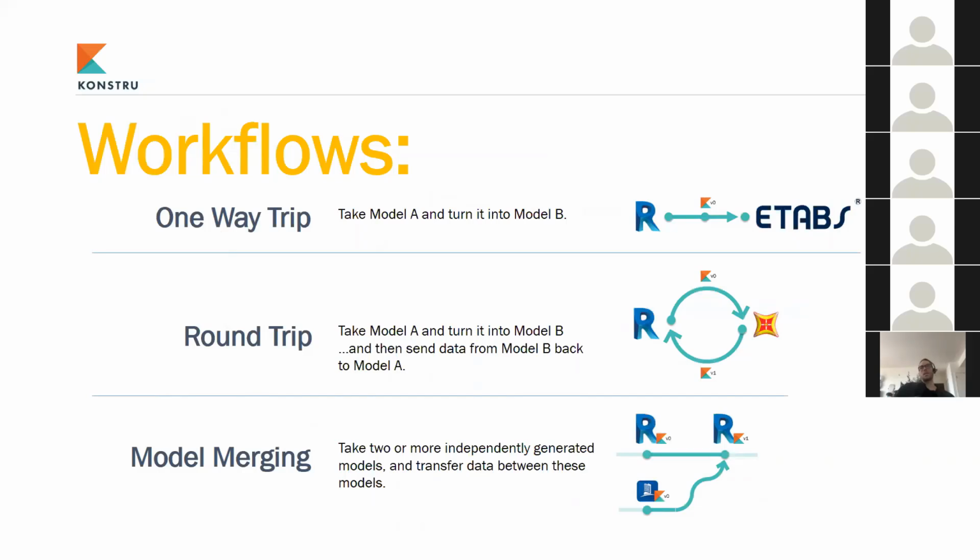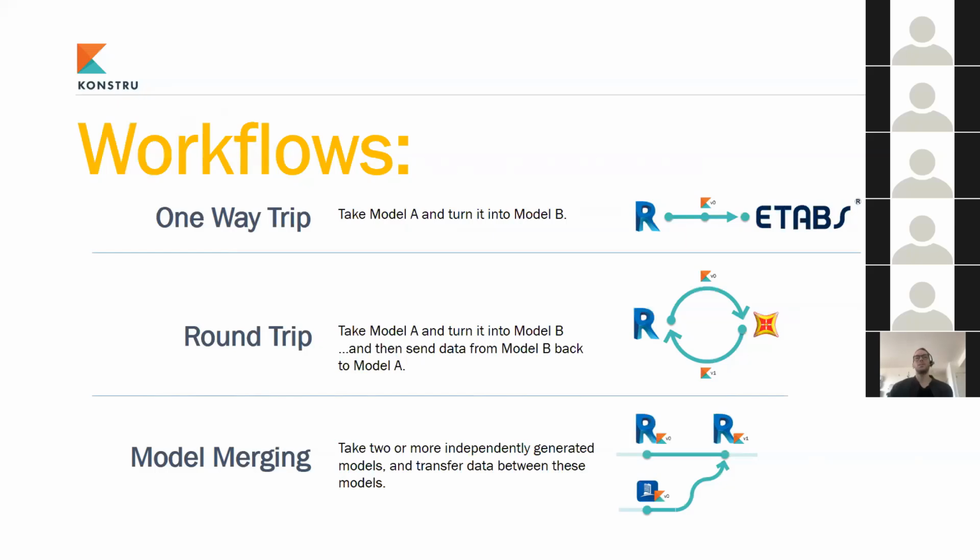Now, regarding the idea of translations, there's a series of many different ways we could use Konstru to go from point A to point B. Primarily, we have what could be referred to as a one-way trip, whereas we take a model from platform A, such as Revit, and we translate it into platform B, such as ETABS. It's a very simple sort of one-way maneuver, and it requires uploading to Konstru and then downloading back onto ETABS.